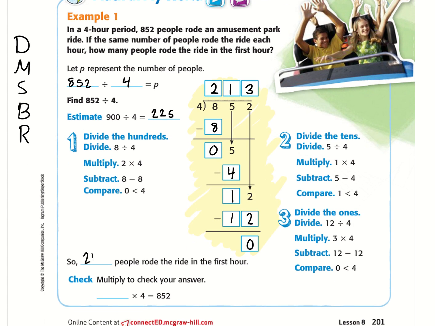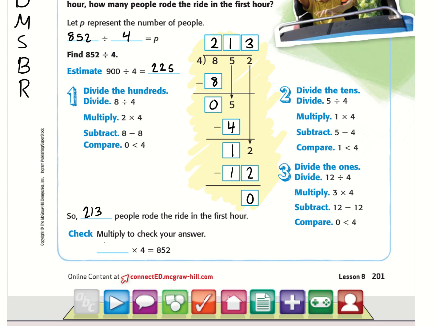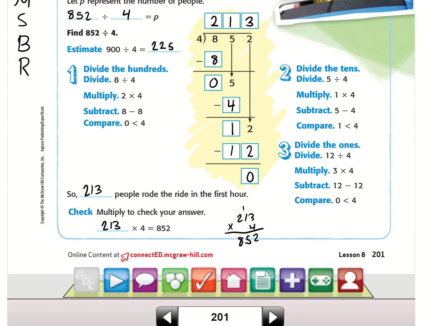So 213 people rode the ride in the first hour. So if we check our answer, we can do 213 times 4. 4 times 3 equals 12. 4 times 1 is 4. Plus 1 equals 5. 4 times 2 equals 8. We get 852, so our answer checks out.